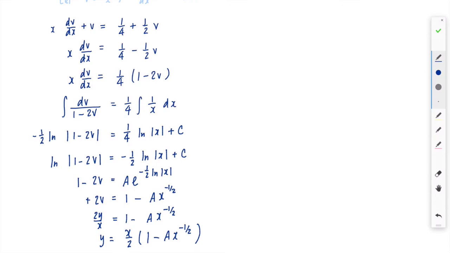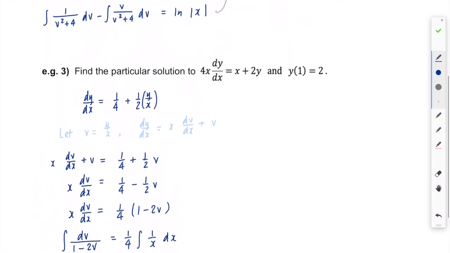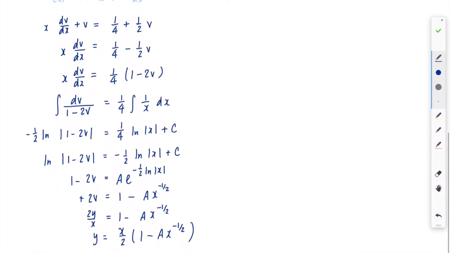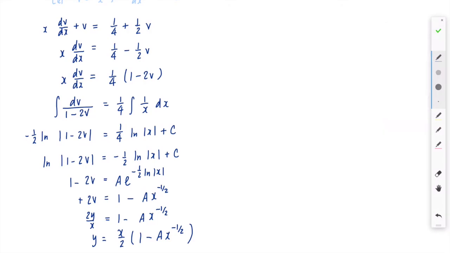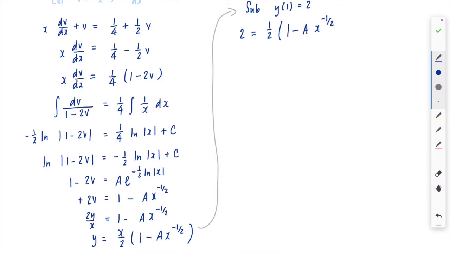And for the particular solution, what was our initial condition? Our initial condition was y at 1 equals 2. So here, we will sub. Okay, so 2 is now equal to 1 over 2 times 1 minus a x to the power of negative 1/2. Oops, x, I can replace it with 1. So that's really 1 minus a, correct? I have 4 equals 1 minus a, or a must be 1 minus 4, which is negative 3.